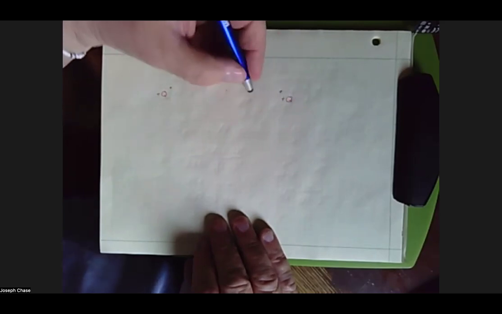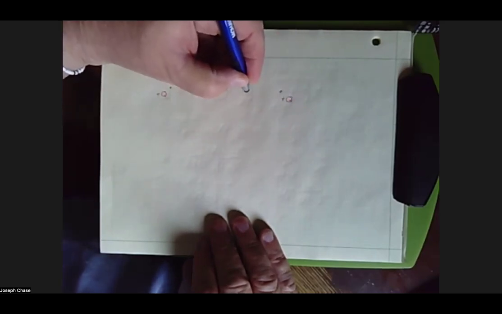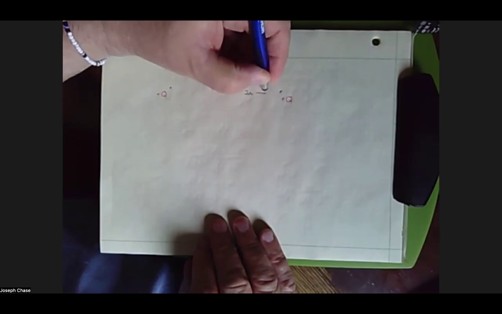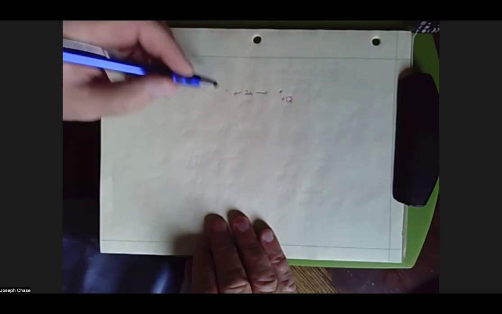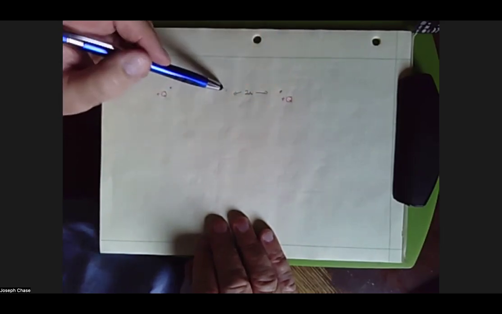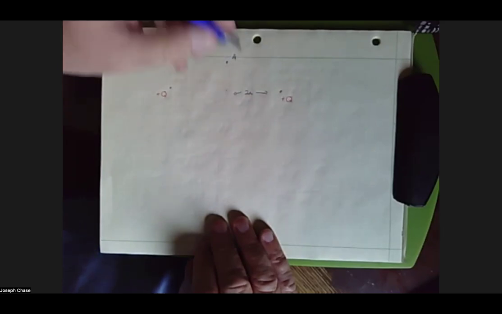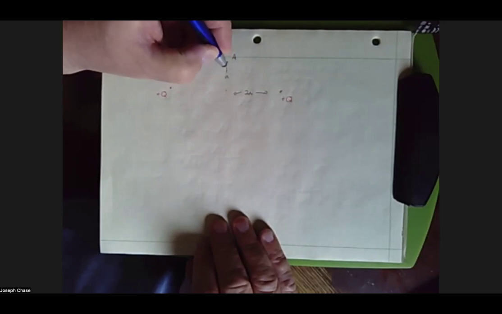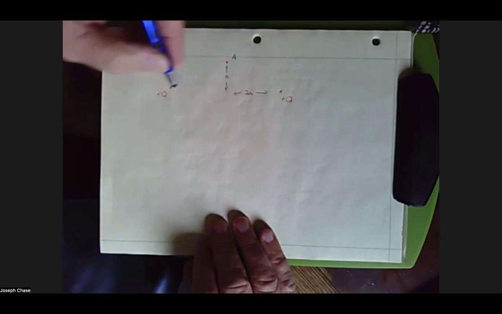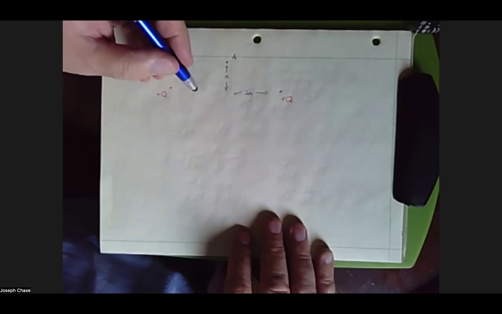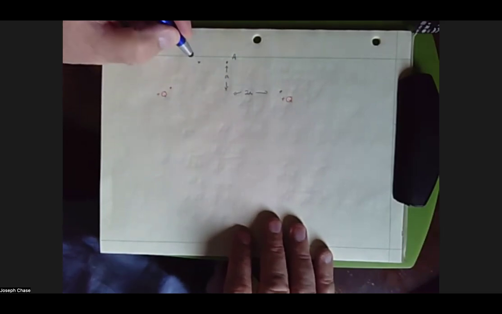And then I know that the distance from these two points is 2A. And from here, this will be location A, and it's a distance A away from the axis that joins the two charges. And then in the middle, we're going to have B right here.